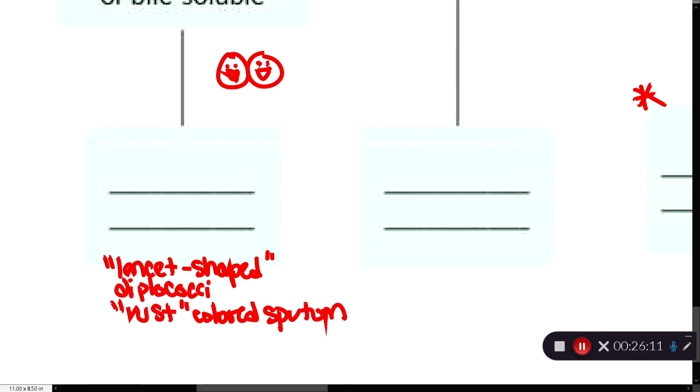This is going to be Streptococcus pneumoniae.